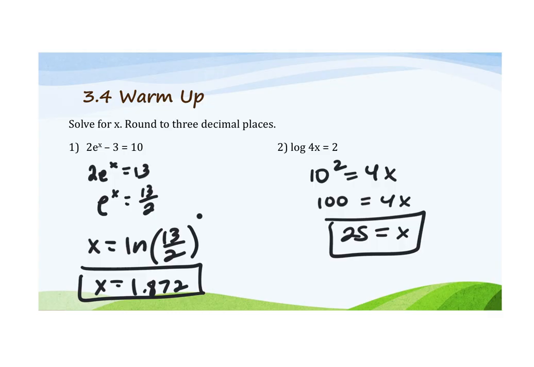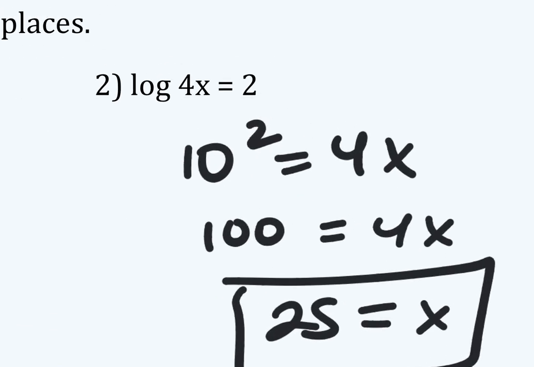The first one, you had to add the 3, then divide by 2, and it isolates the e to the x. Obviously, we can't change these to the same base, so we ln both sides, and I get ln of 13 over 2. Make sure it's 13 over 2 in parentheses, then the ln, not 13 ln of 13 over ln of 2. You get 1.872. And it said to round to 3 decimal places, so make sure you go to that next step. This would be on the open-ended portion of your test, so you've got to make sure that you follow the instructions.